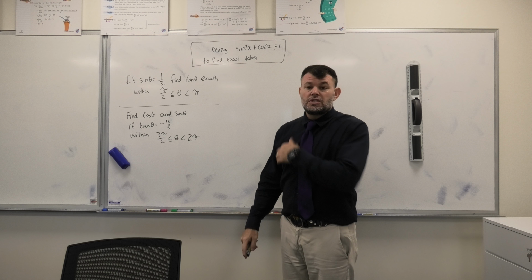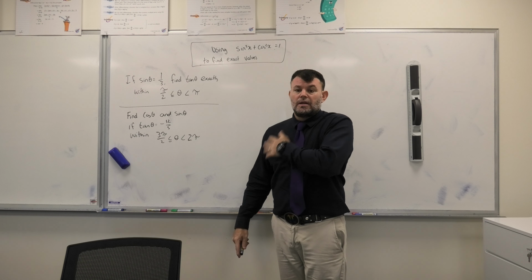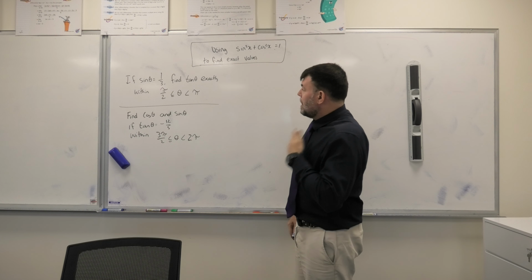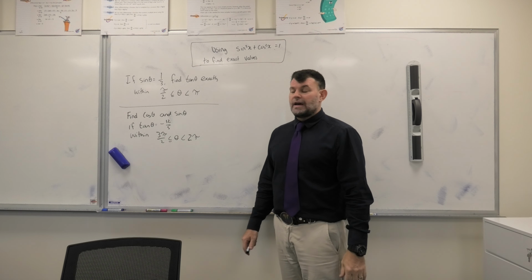G'day, welcome back to another video on using our identity sine squared theta plus cos squared theta equals 1 to help us find exact values. In the last video we worked on some simple calculations where we manipulated this formula to help us work on known values. This time we're going to work on something a little bit more tricky, and we've got a couple of examples up here. So we'll look at these examples and explain how it works so that you can see how these calculations come along. So, let's move it up a little bit.